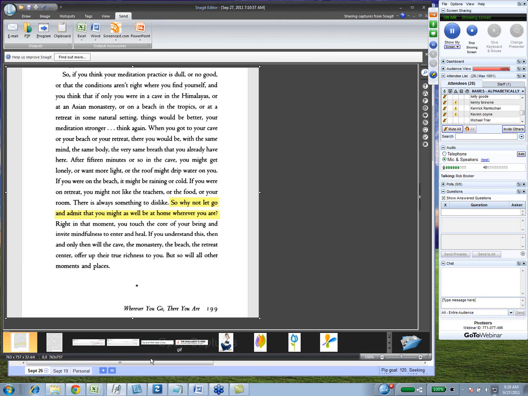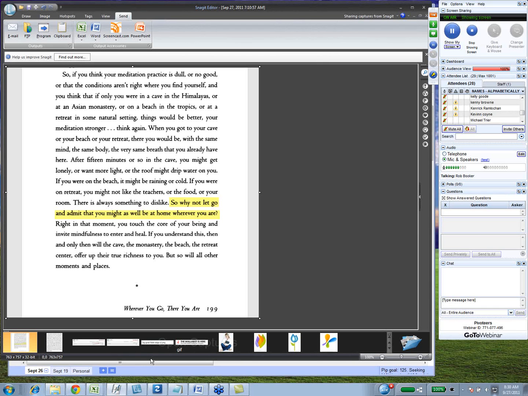After 15 minutes or so in the cave, you might get lonely or want more light, or now you want to use the Bollinger Bands, or then the roof might start dripping water on you. And if you were on the beach, it might be raining or cold. If you were on a retreat, you might not like the teachers or the food or your room. There's always something to dislike. So why not let go and admit that you might as well be home wherever you are?